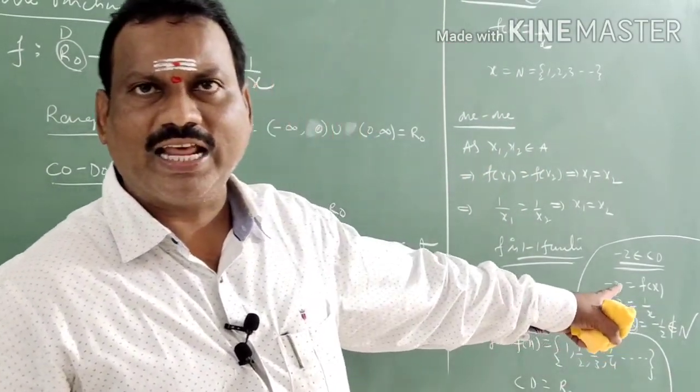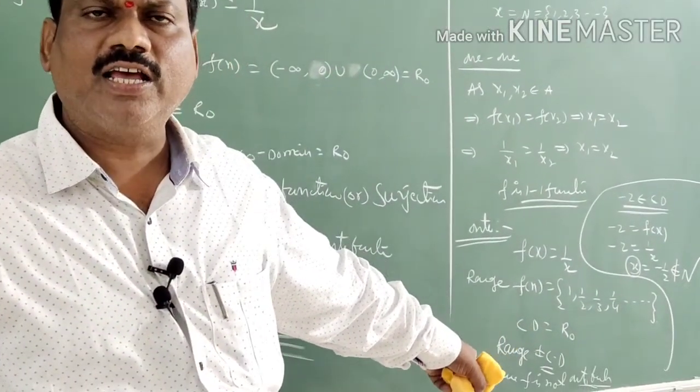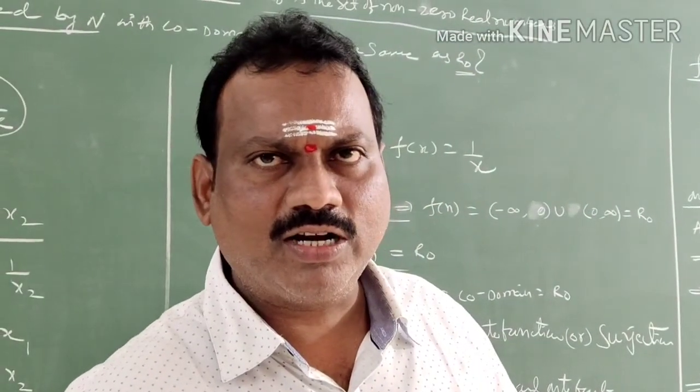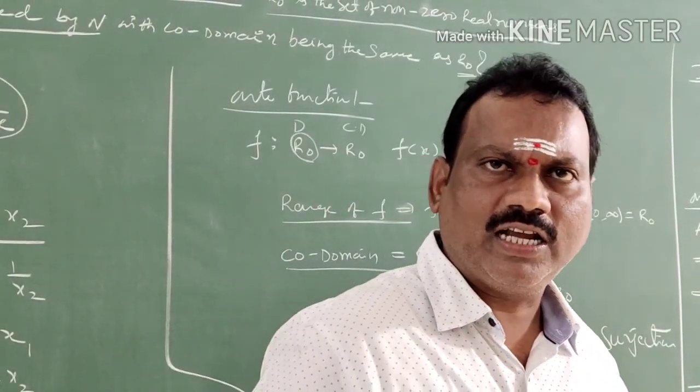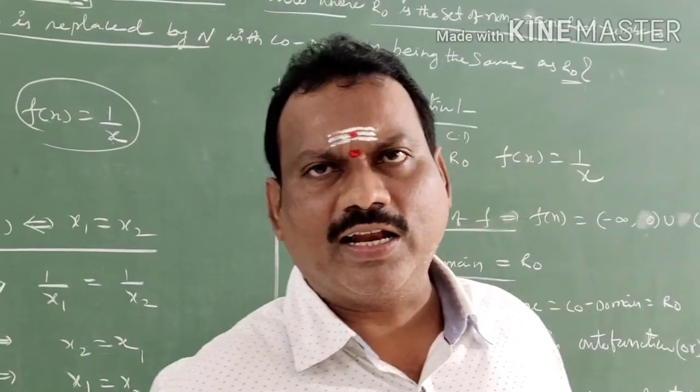Like that you can give an example also. Otherwise you can write codomain is not equal to range, so we don't call it an onto function. Clear, students? Onto's other name is surjection, and one-one's other name is injection. Like this you have to analyze the problem.